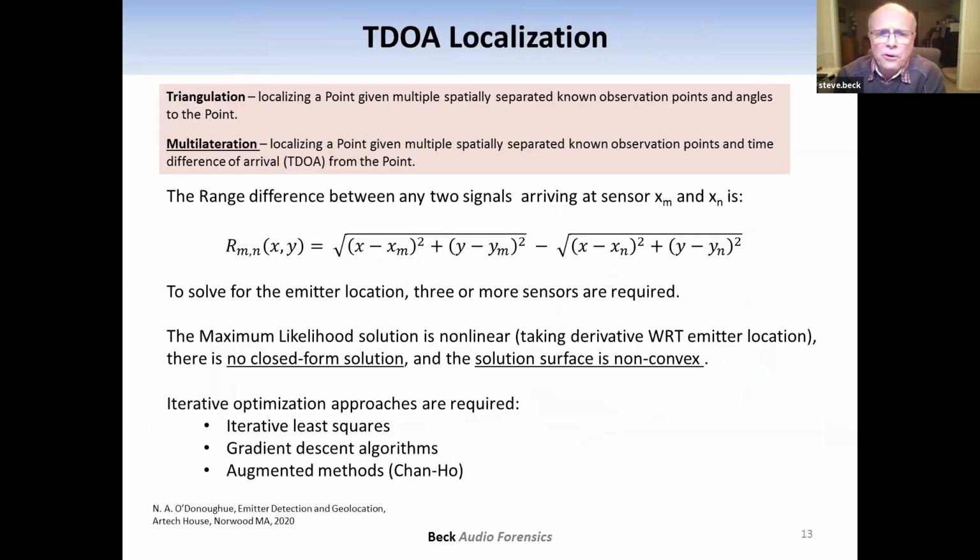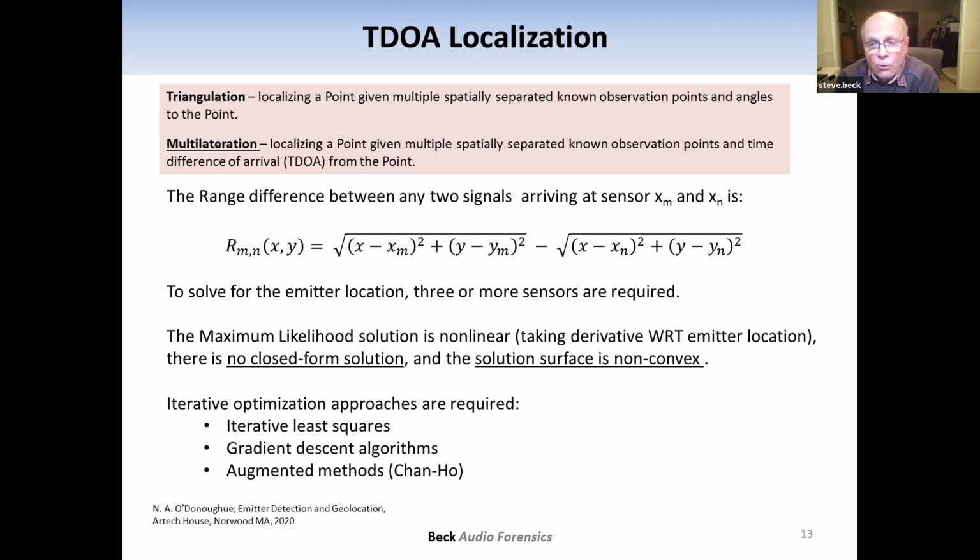So most people have heard of triangulation, okay? But triangulation means that you know some angles to your points. Well, we don't have any angles here. The only thing that we can measure is the time difference of arrival. So we have to use a technique called multilateration. And you guys can look that up and compare that to triangulation if you want. But what you wind up doing is you have to compute these range estimates.